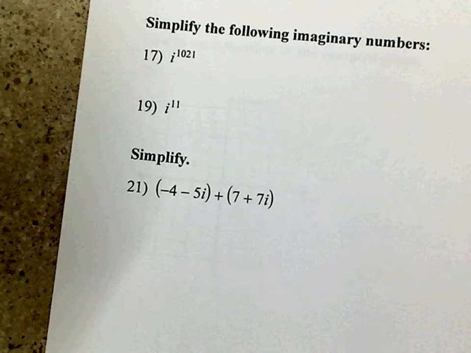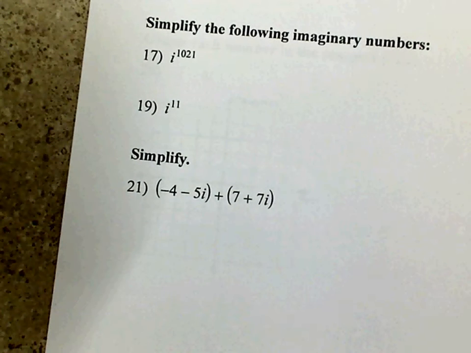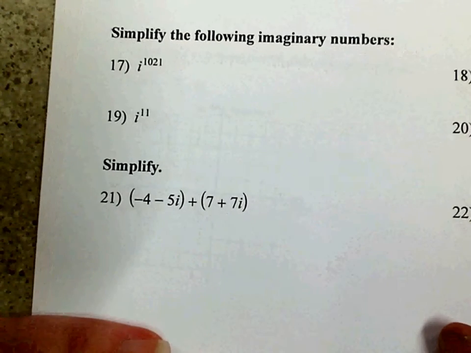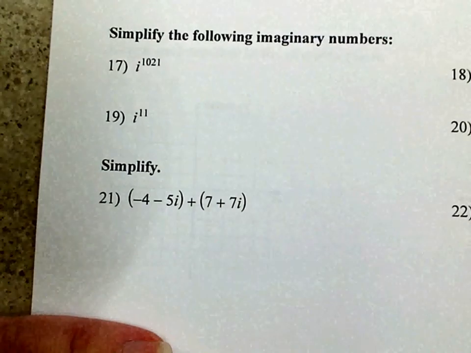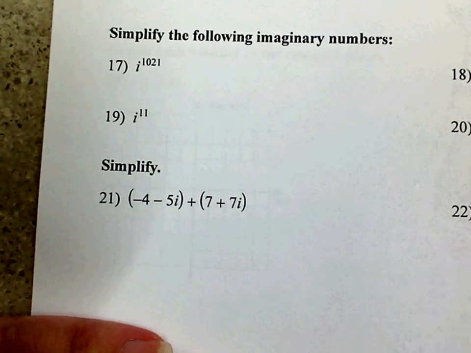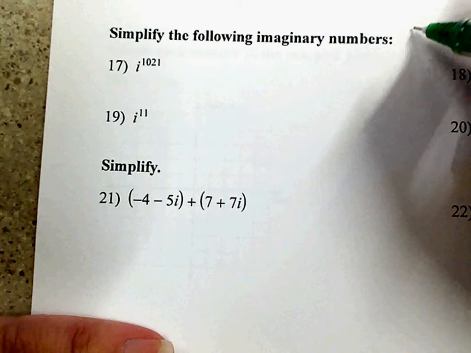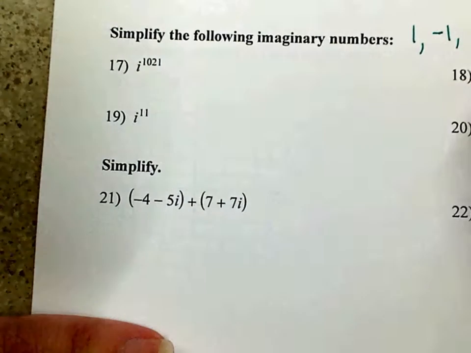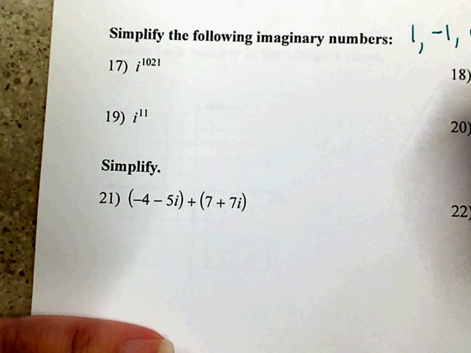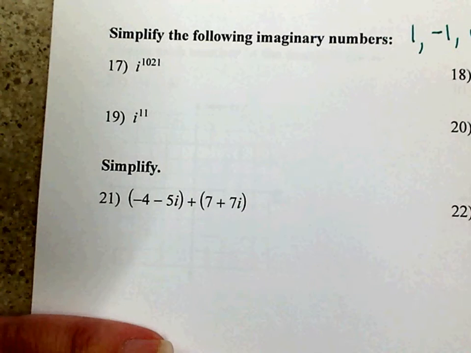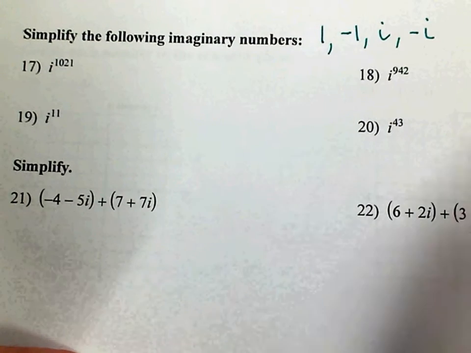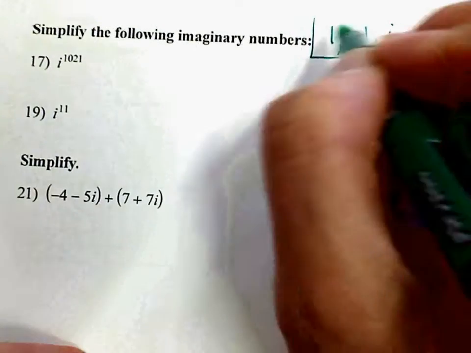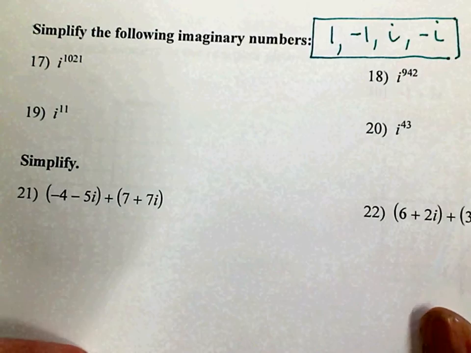Alrighty, guys. We're going to start on number 17 of page 3. On 17, it says, simplify the following imaginary numbers. Here are your 4 possible answers you can have: a 1, a -1, an i, or a negative i. Those are called imaginary numbers. There's not going to be any others. Those are the only 4 that could possibly be your answer for number 17 through 20.